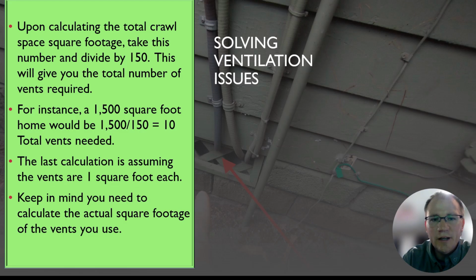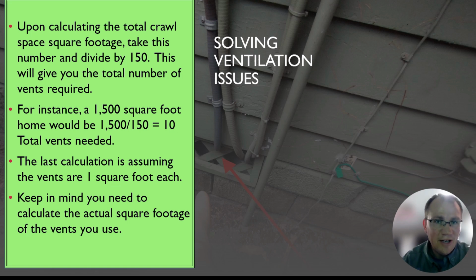I want to talk a little bit more about calculating the vents needed for a crawl space. So upon calculating the total square footage of a crawl space, you're going to take that number and divide it by 150. This is going to give you the total number of vents required. For instance, a 1,500 square foot crawl space would be 1,500 divided by 150. That would equal 10 total vents needed. So the last calculation is assuming that each vent is 1 square foot each.